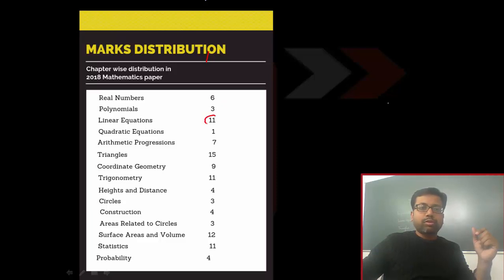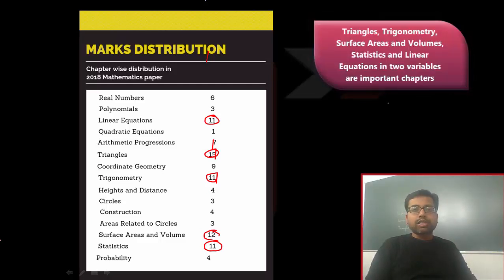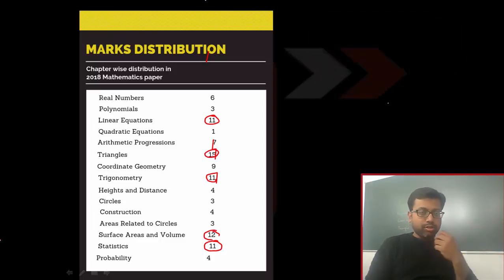So you have here linear equations, from which 11 marks of questions are asked. Triangles, you have 15. You have trigonometry, from where 11 marks of questions were asked. Surface area 12, and you have statistics, from which 11 marks of questions were asked. So these are the top 5 chapters that were asked in the 2018 paper. And if you look at previous year papers prior to 2010, when the entire year syllabus used to come in the board examinations, the distribution was more or less similar to the distribution that was asked in the 2018 paper.